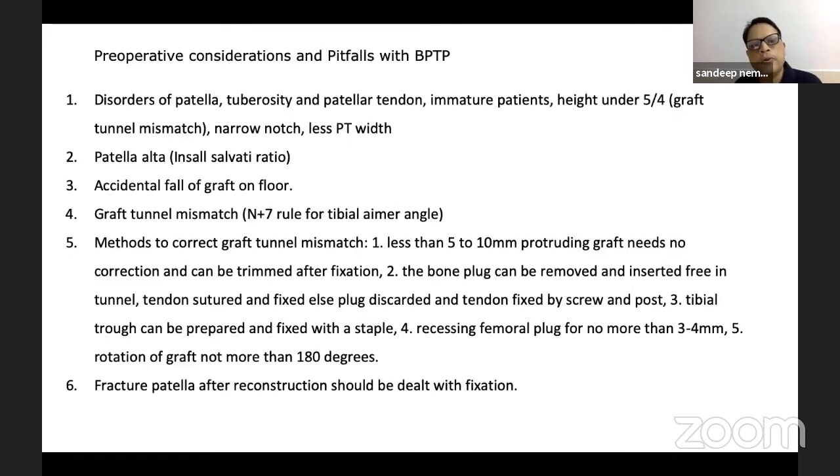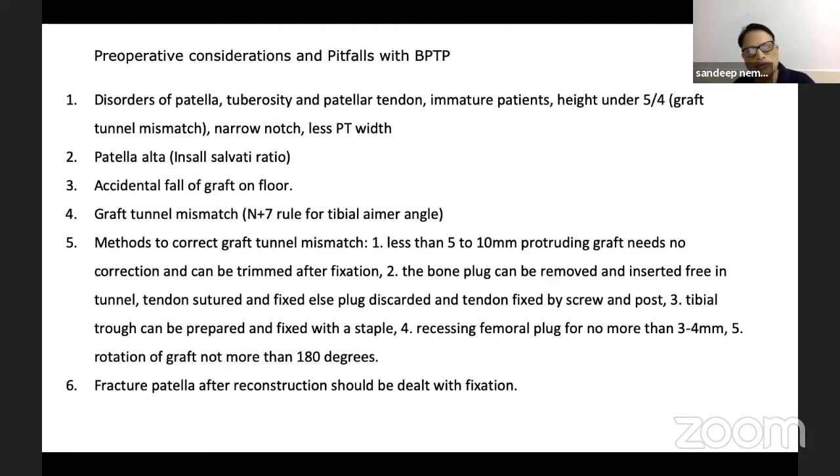So there are a few preoperative considerations and pitfalls with this graft. What are those? This is not the graft of choice if there are patellar disorders, or if there is a tendinitis of the patellar tendon, or in immature patients, or if the height is less than 5 by 4. And then you need to take into consideration patella alta, then graft tunnel mismatch.